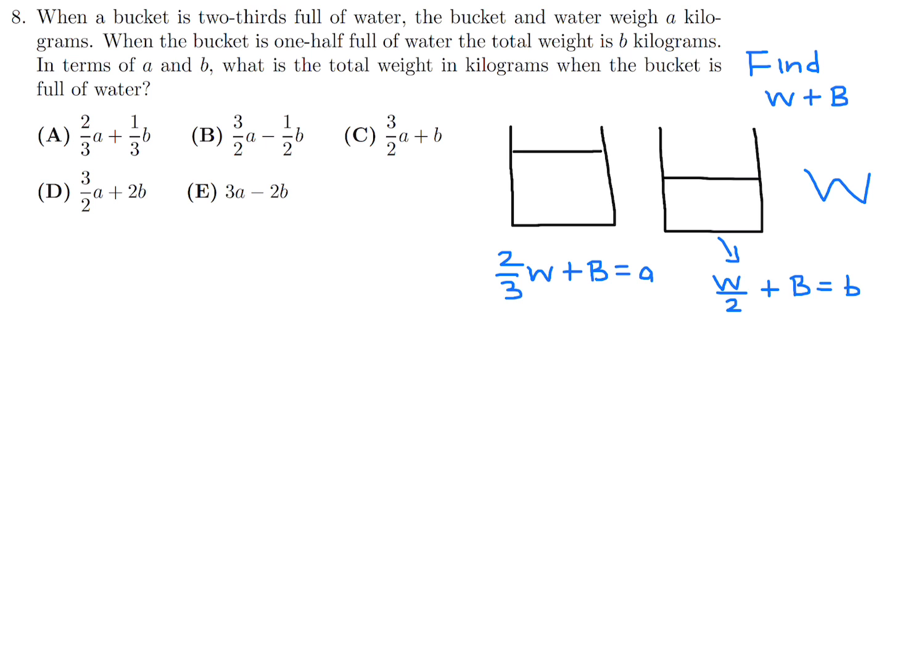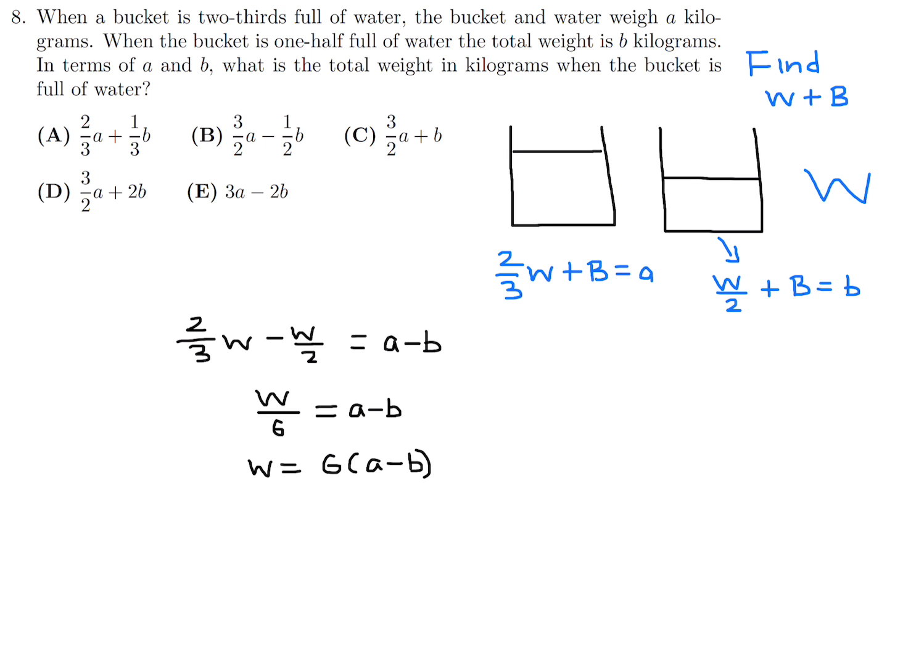Well, I guess the first thing we can do with those two equations is just subtract them. So we get 2/3 W minus W over 2, and the B's, it'll be B minus B, so that will cancel. And then on the right side, you're just going to have A minus b like this. Okay, so 2/3 minus 1/2, that's going to give me 1 over 6. So this is just going to be W over 6 is A minus b. So W is 6 times A minus b.